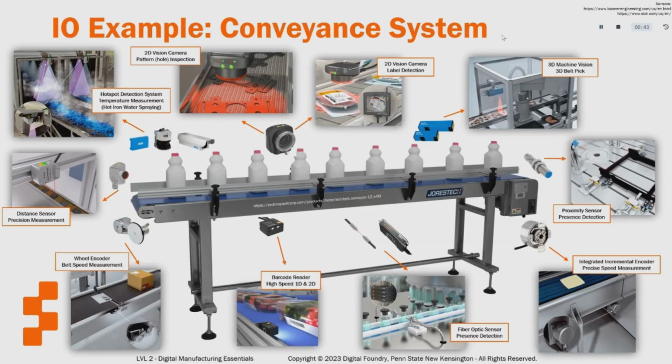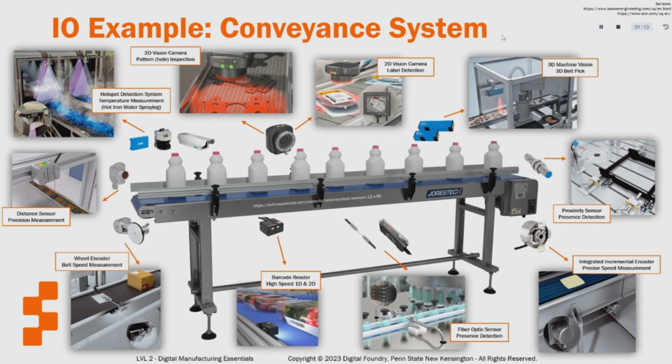Next, we will cover an I/O example. This slide illustrates a bunch of different sensing devices, or inputs, that are centered around the conveyor, output. Some of the industrial sensors you'll notice include common part presence and distance sensors such as the fiber optic sensor, non-contact proximity sensor, and distance laser sensor. You'll also notice vision systems, both 2D and 3D, for uses such as part inspection and part location.